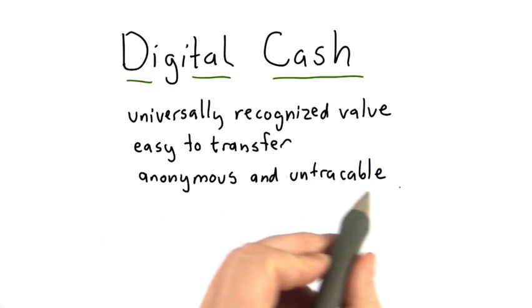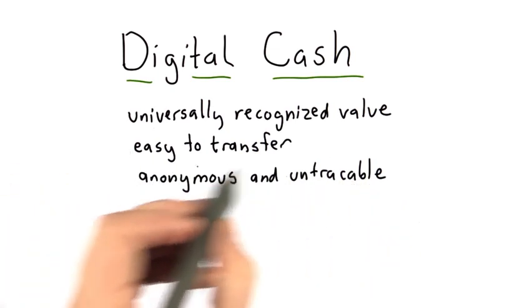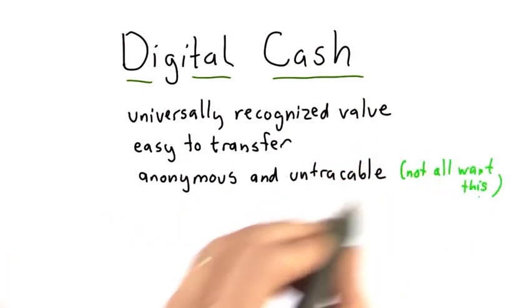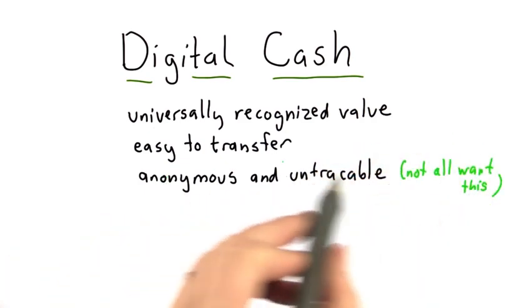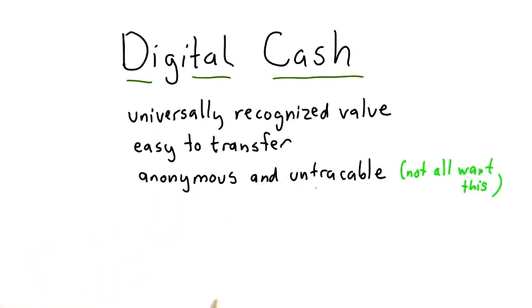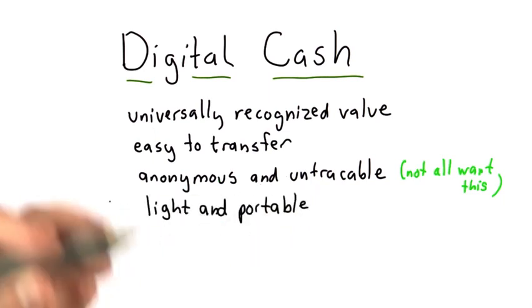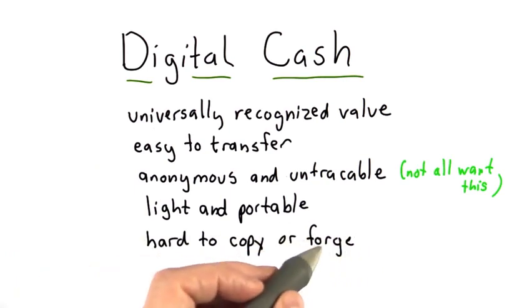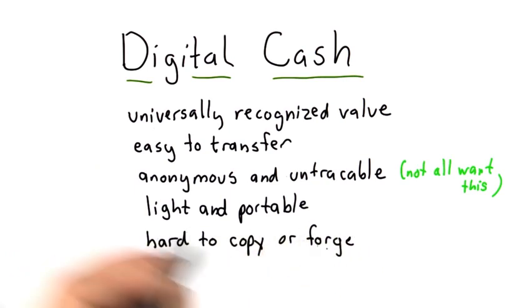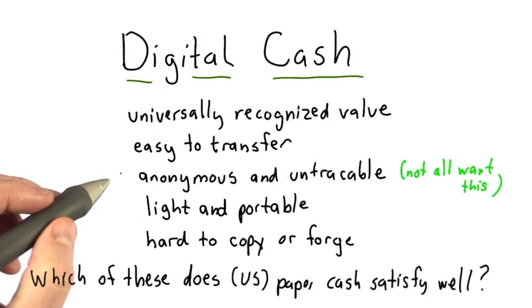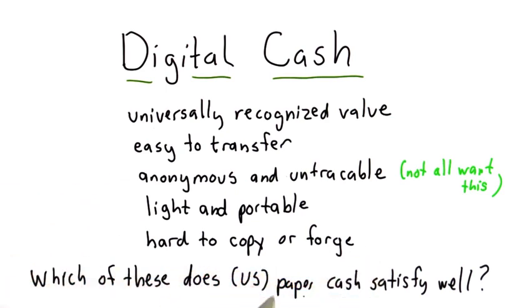Some might argue against this, including some governments, but many individuals would like their cash to be anonymous and untraceable. Not all governments want this, but let's assume that as an individual we do want our cash to be anonymous and untraceable. We'd like it to be light and portable, easy to carry, and we'd like it to be hard to copy or forge. If someone can counterfeit the money, well, it probably won't have recognized value for very long. So assuming that we do want these 5 properties, which of these does US paper currency satisfy well? And I apologize for specifying US. I know many of you are not in the US and have different paper currencies. You can answer this for your currency. I'm going to answer this for what I think about US paper cash.